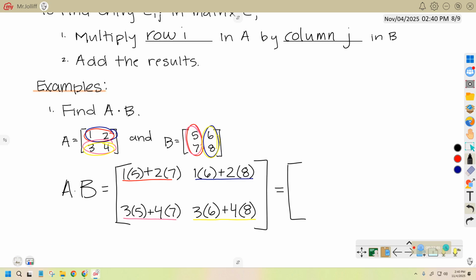Yes, Bruno? Okay, well, I want to do it together. You can check my work. Make sure we agree. So 5 plus 14 is 19. 6 plus 16 is 22. 15 plus 28 is 43. And 18 plus 32 is 50. Berna says yes. Jordan also is nodding his head. Brandy's nodding her head. That's good.